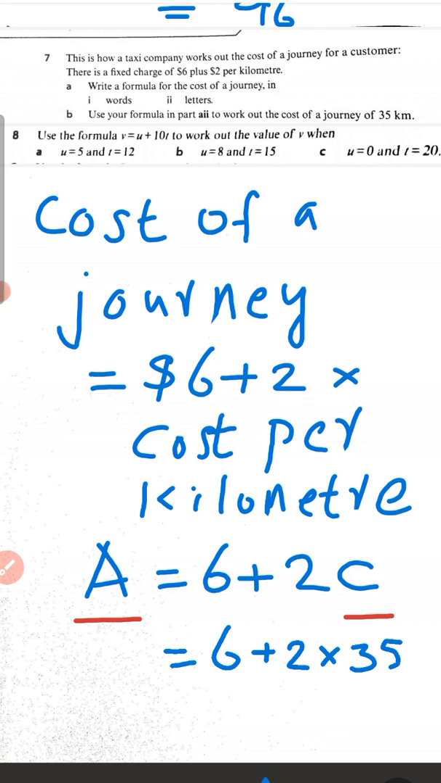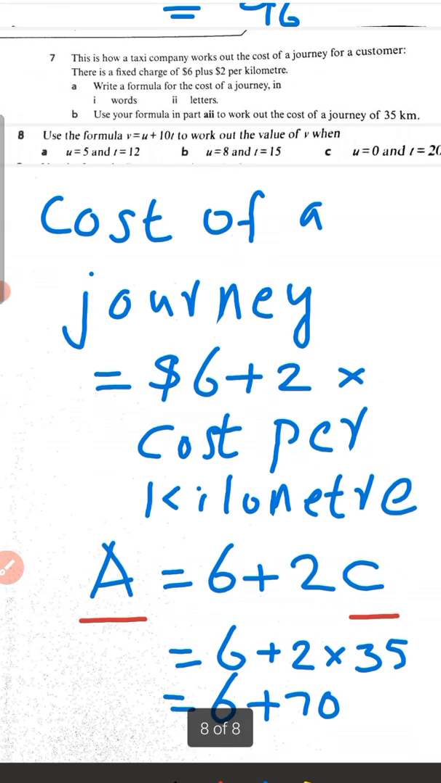Here the total kilometers is 35. Okay, so 6 plus 2 into 35. 6 plus, first do multiplication. 2 into 35, 70. Now 6 plus 70 is 76. So what is the cost of the journey? $76. Okay, 6 plus 2 into 35. Substitute 35 for C. Do multiplication. 2 into 35, 70. 6 plus 70 is 76.